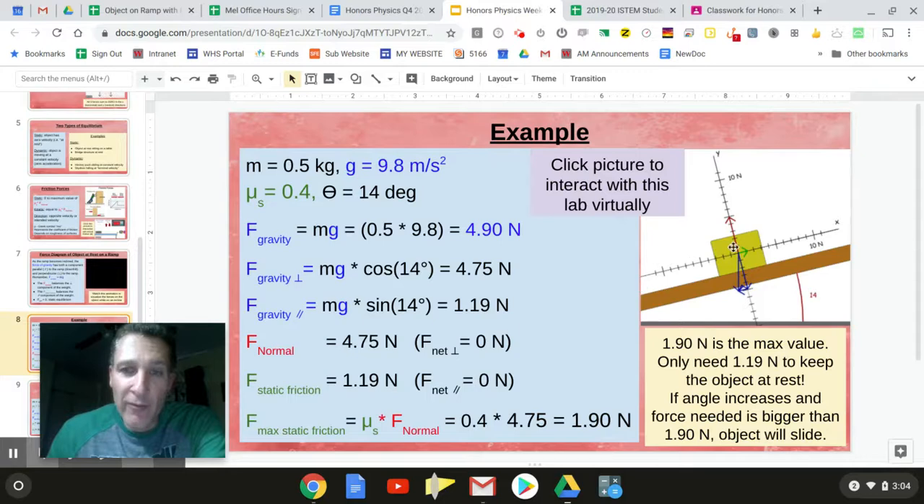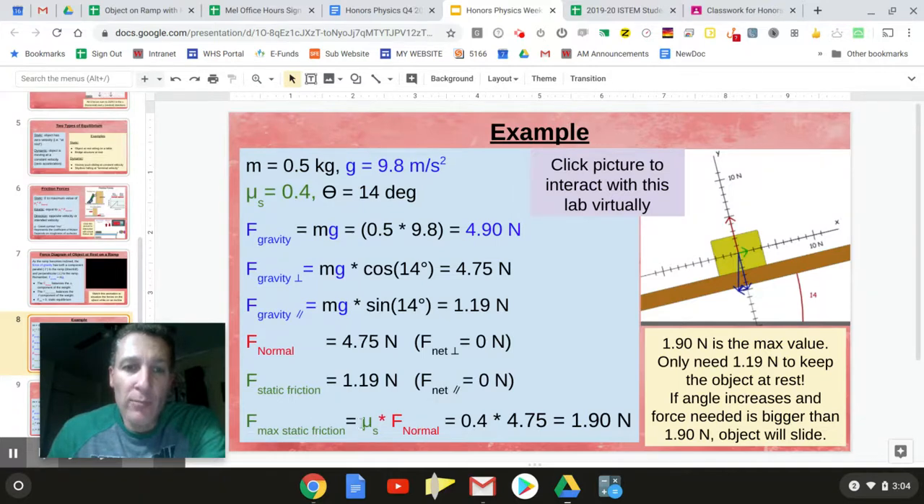Now, if there's enough friction here to balance out that 1.19 newtons, this object will remain still and not slide down the hill. So we make this assumption here, and it's not really an assumption. This is what they would balance. The normal force would be 4.75 newtons. We need that because we can check if we have enough friction.